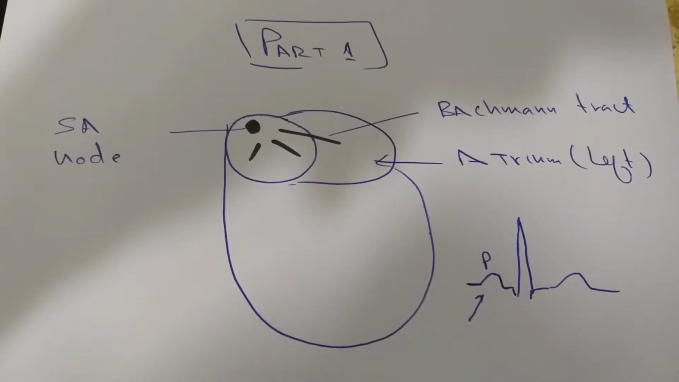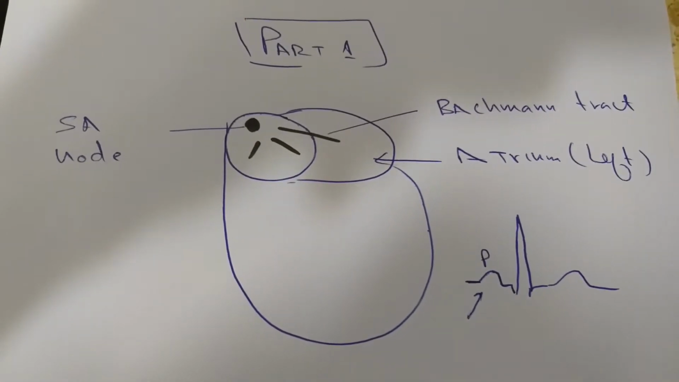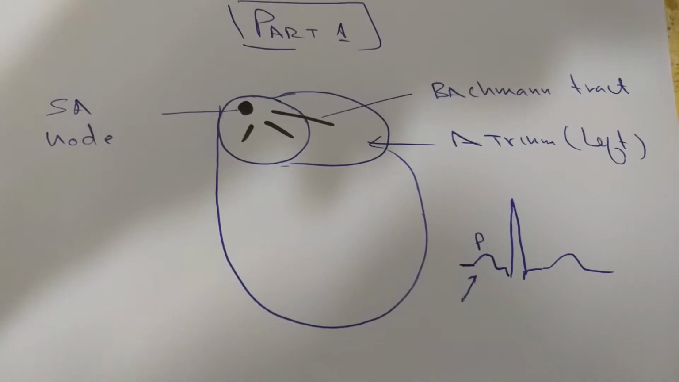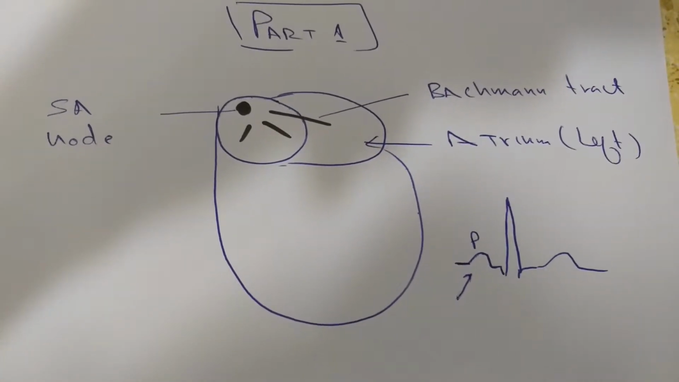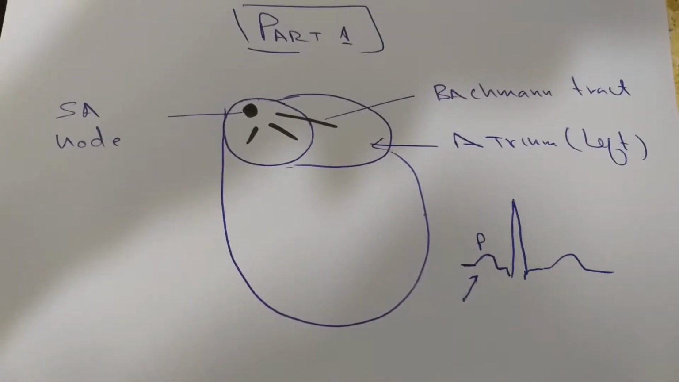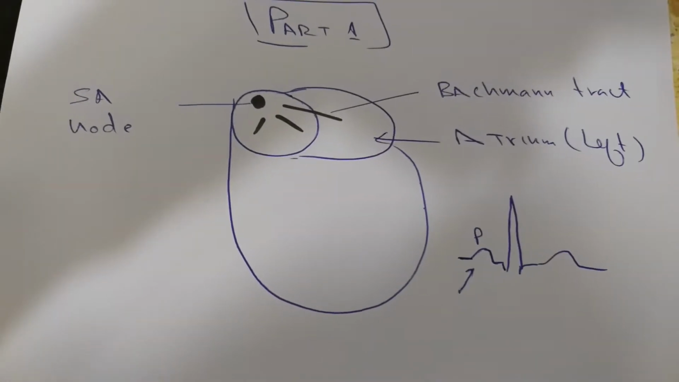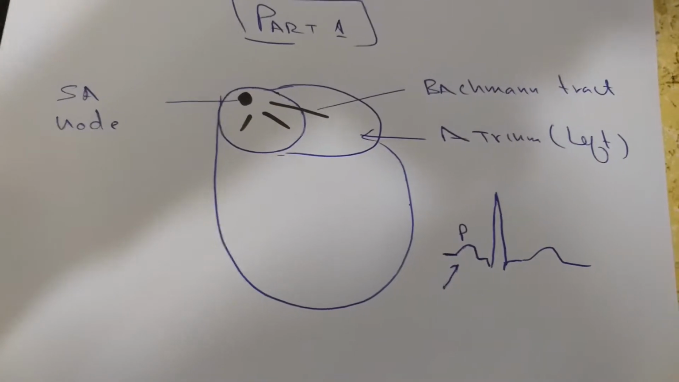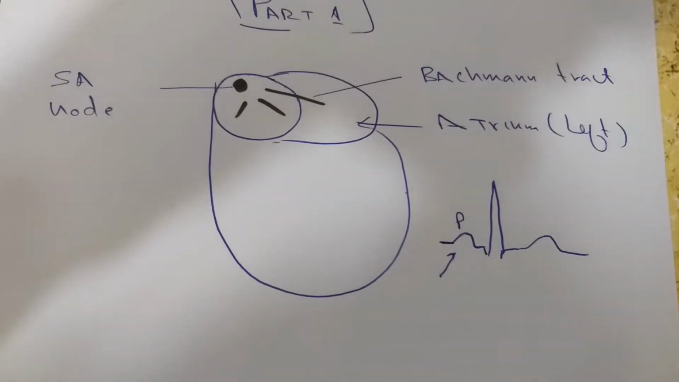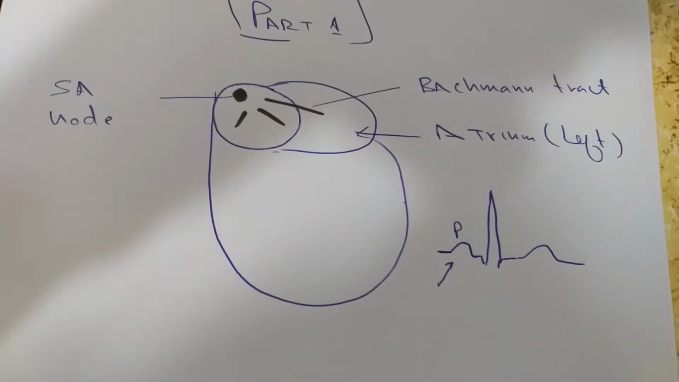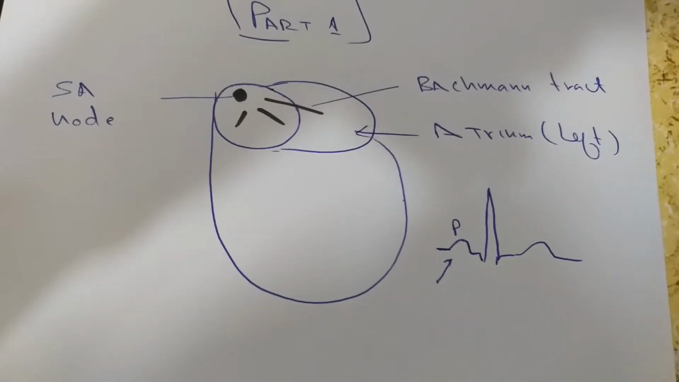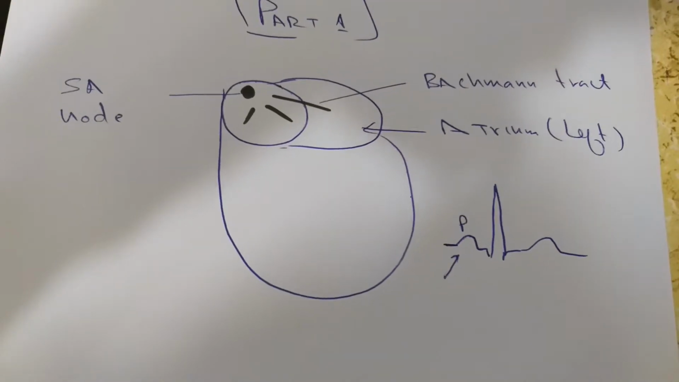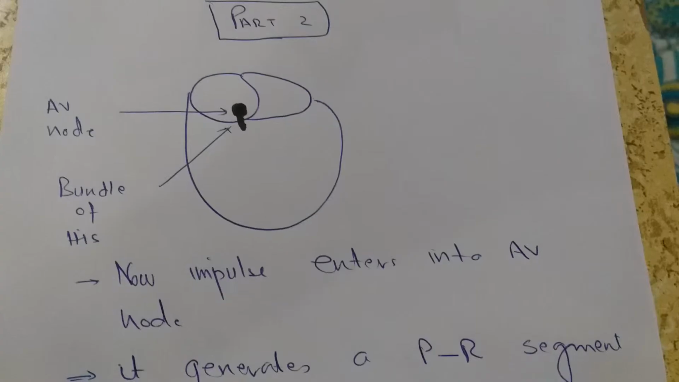into the atrial muscle. Generated automatically in the SA node, it goes through the Bachmann tract, enters into the atrial muscle, causes the depolarization of the atrial muscle, which generates a P wave. So, a very important point to remember is that the generation of the P wave is before the impulse even enters into the AV node. This is an event happening before the entry of the impulse into the AV node.